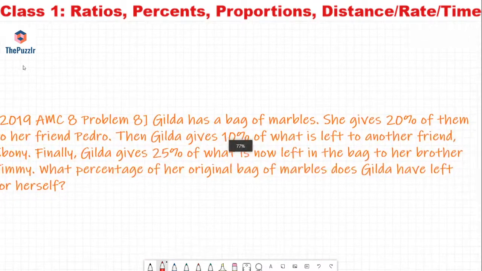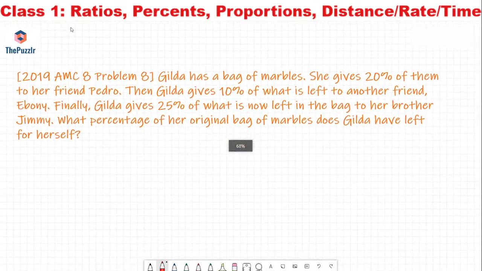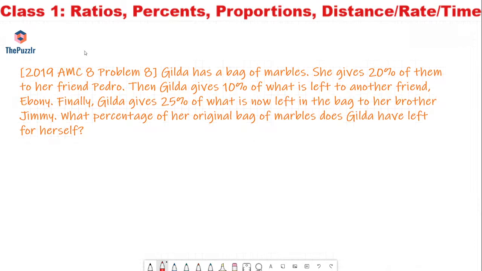Let's look at our next problem. This one's a bit easier than the last one. It's the 2019 AMC problem number 8. Gilda has a bag of marbles and she gives 20% of them to her friend Pedro. Then Gilda gives 10% of what is left to another friend, Ebony. Finally, Gilda gives 25% of what is now left in the bag to her brother, Jimmy. What percentage of her original bag of marbles does Gilda have left for herself?